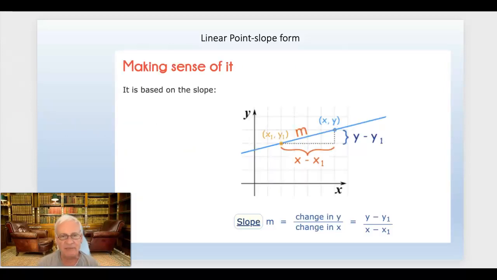Just to make sense of it again, it looks like the slope formula as we talked before. Remember the slope formula? We said it was the change in the y over the change in the x. We went y minus another y and x minus another x. Well, we're just going to write it like that because we only know one point. We don't know another point.